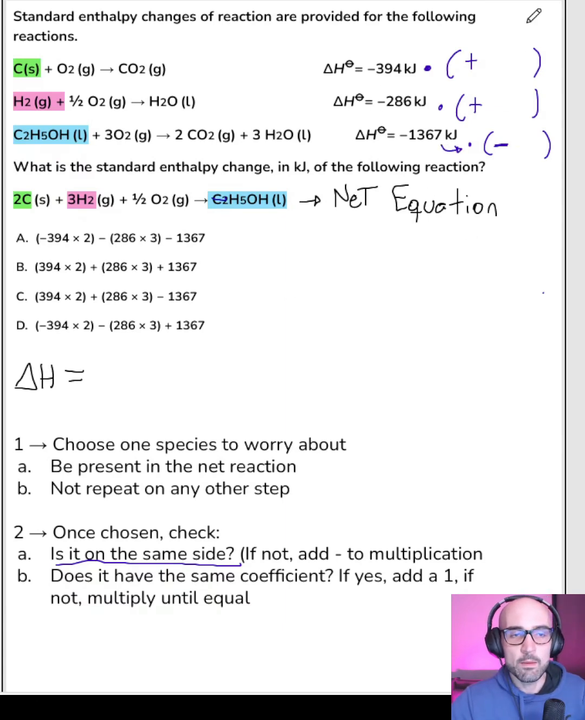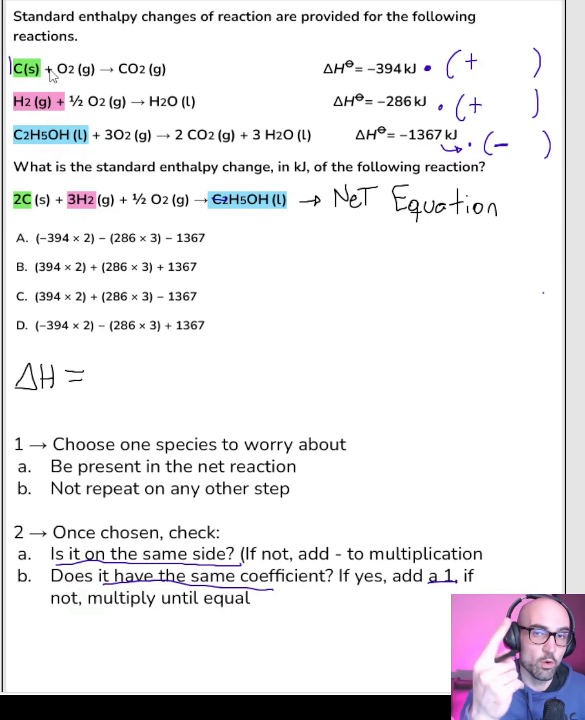Now let's go on to the numbers we should put in these parentheses. So you just have to check, does it have the same coefficient? If it does, you put a 1. If it does not, you put the number that you have to multiply it by to make it equal to the net equation. So for example, we don't see a coefficient for carbon, so we can assume this is 1. Okay, this is safe for chemistry. If it was 0, carbon wouldn't be there. So every time there's not a coefficient there, you put a 1. It's 1 on the step and it's 2 on the net reaction. So we have to multiply this coefficient by 2.